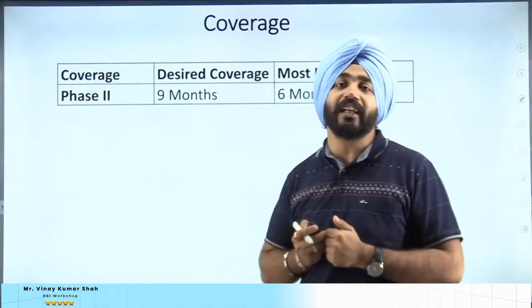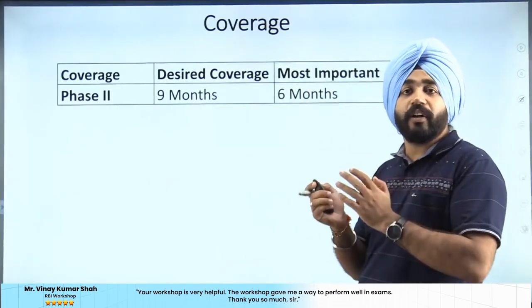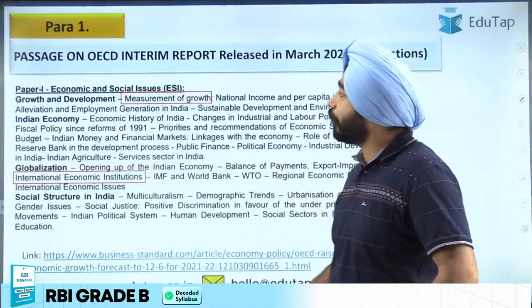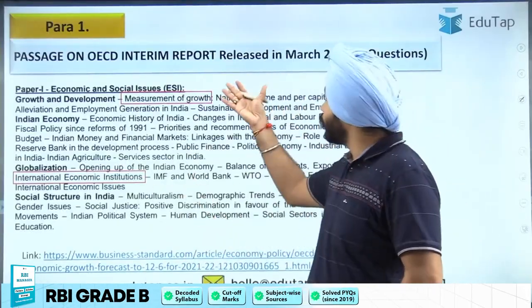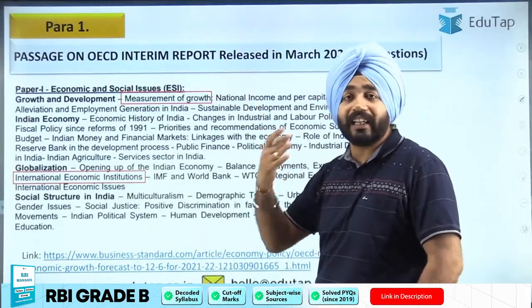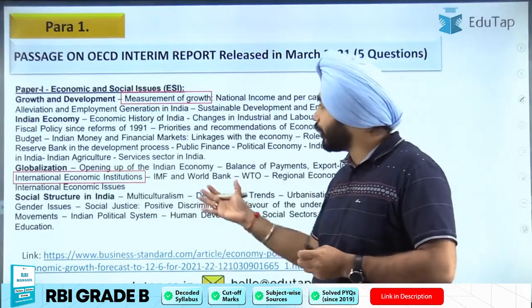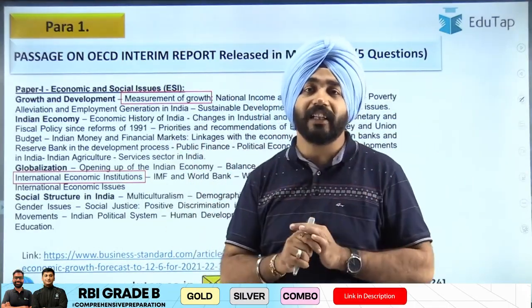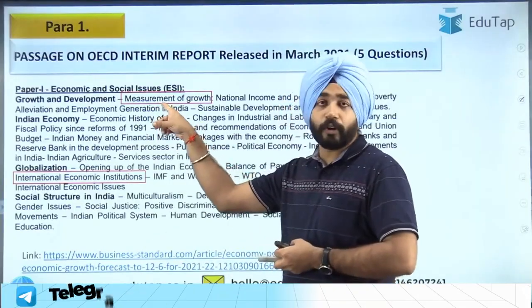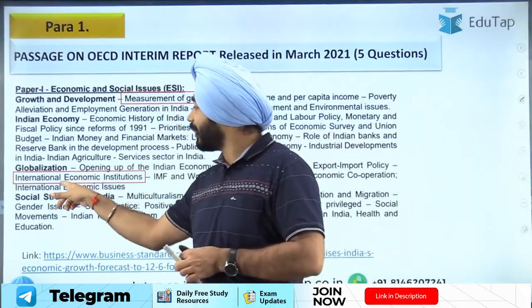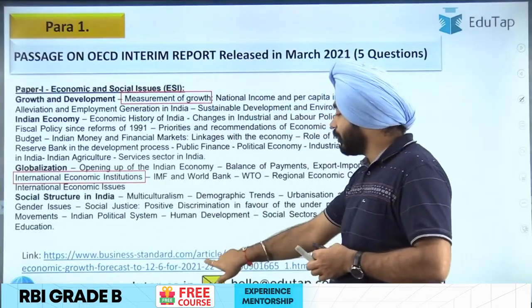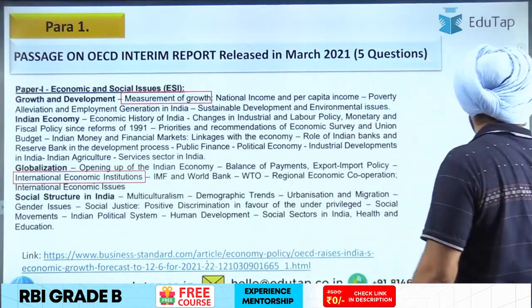Now let's move to the second component, that is the report section, from where basically 13 questions were asked. ठीक है जी. So if I talk about reports guys, there was a question on the OECD's interim report that was released in the month of March. ठीक है. So here you can see, if I say why the question has been asked, it is again related to our syllabus, that is to the topic of measurement of growth and international economic institutions. Now if I say why the question has been asked, you can again see it here.